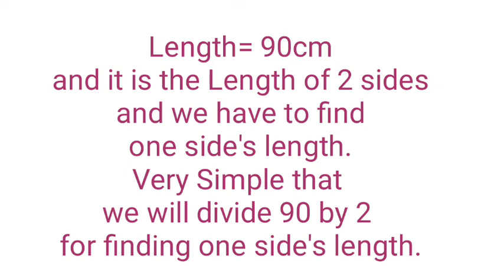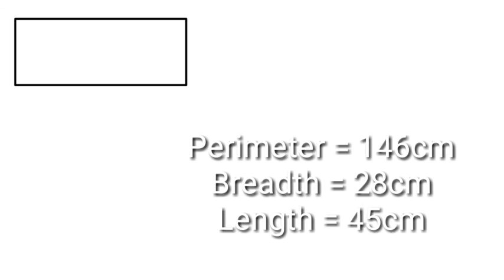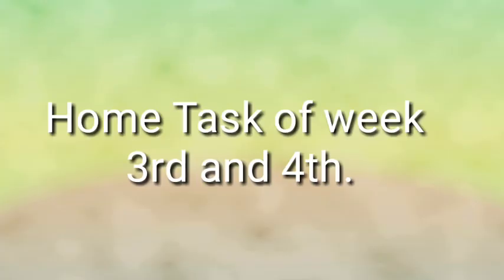And it is the length of two sides and we have to find one side's length. Very simple, we will divide 90 by 2 for knowing one side's length. Now we will divide 90 by 2. After dividing, the answer will be 45, which means the length of this rectangle is 45 centimeters. You can see here the perimeter is equal to 146 cm, breadth is 28 cm and the length is 45 cm. Students, I hope you have understood.